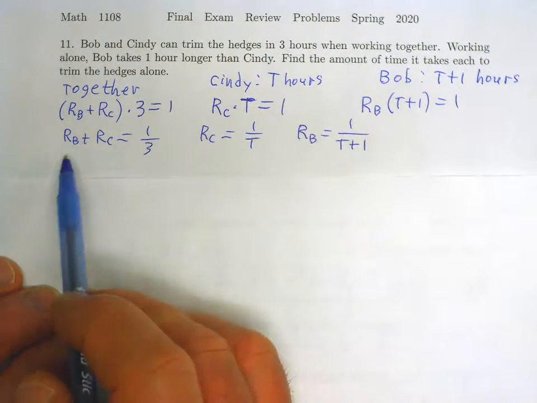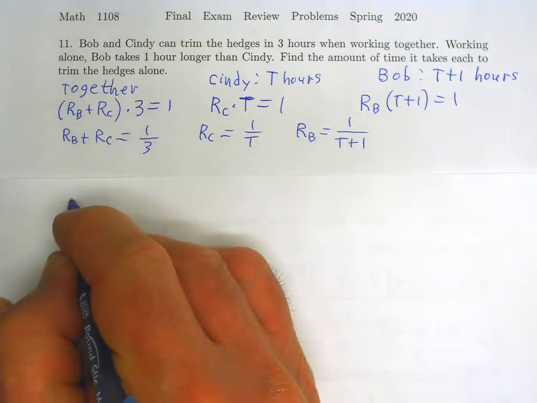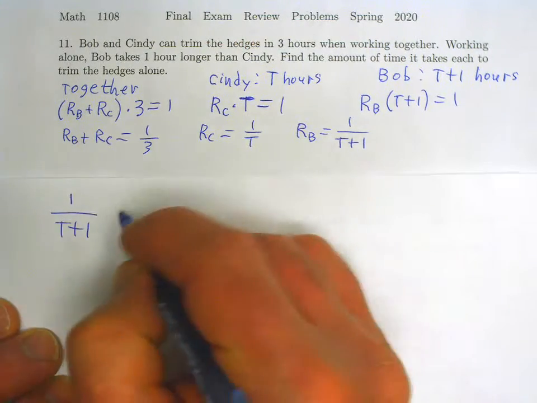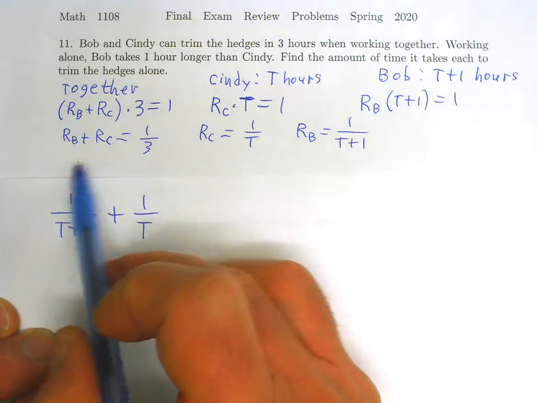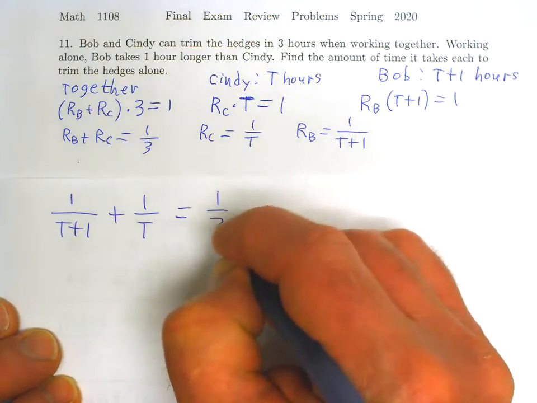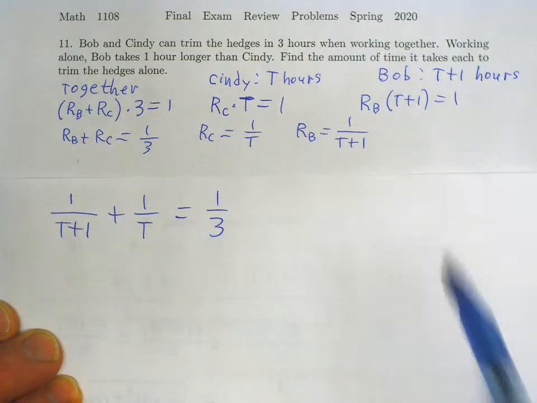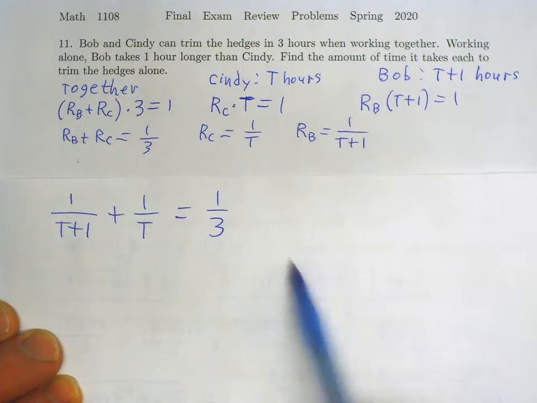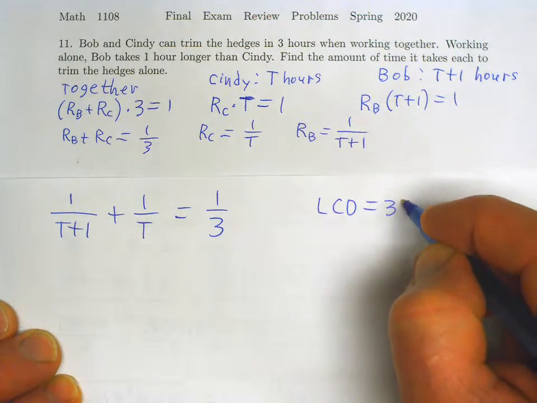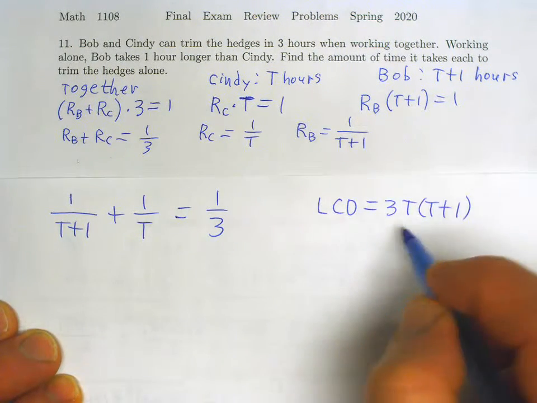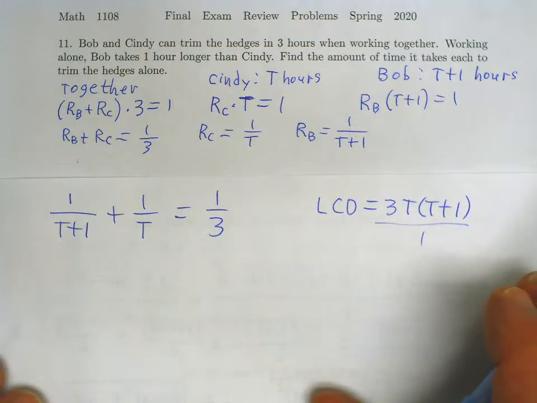Okay, so in this equation, we're going to replace Bob's rate with 1 over t plus 1, plus Cindy's rate, which is 1 over t, and the sum of Bob's and Cindy's rate is 1/3. So we get this equation: 1 over t plus 1 plus 1 over t equals 1/3. The least common denominator is 3 times t plus 1 over 1. And then we multiply every term on both sides by the least common denominator.